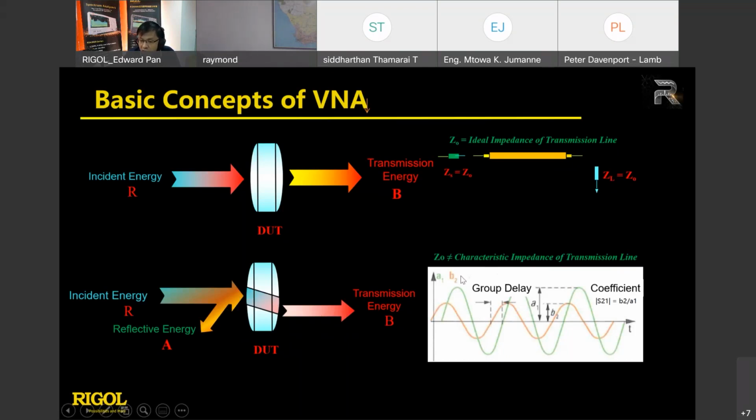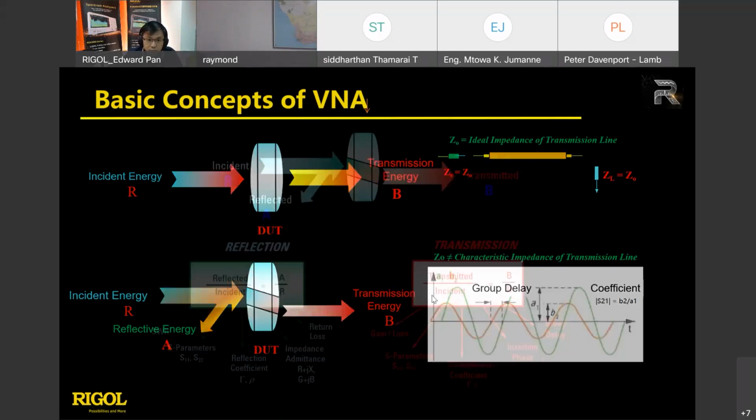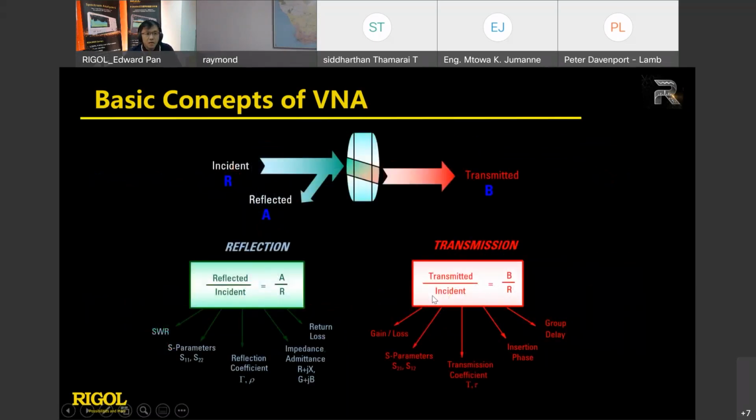And we also have the signal, including the group delay and the phase information and the phase distribution at the transmission line diagram here. So that is the basic concept of the VNA. We need to know some definitions of the parameters.